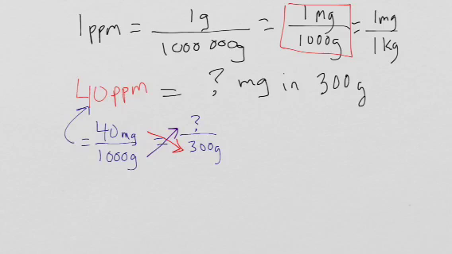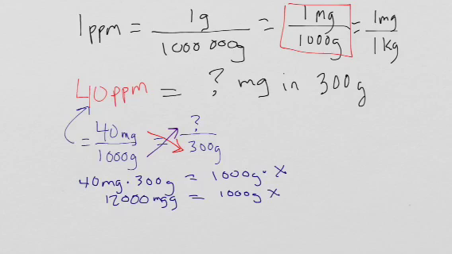So this ends up giving us the following. We end up having our 40 milligrams times our 300 grams, and that is going to be equal to our 1,000 grams times our x, or unknown. So in this case, let's work this out. Now, in this case, I want to isolate my x, or my unknown, and because my 1,000 grams is multiplied by the x, I can divide it to get rid of that 1,000 grams. And you'll notice on the other side that my units here are milligram grams.